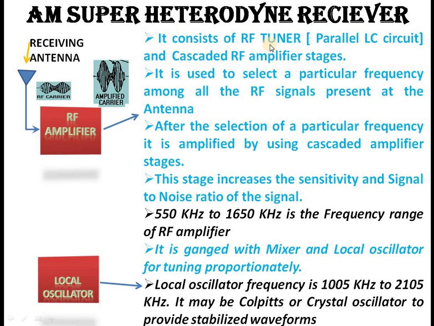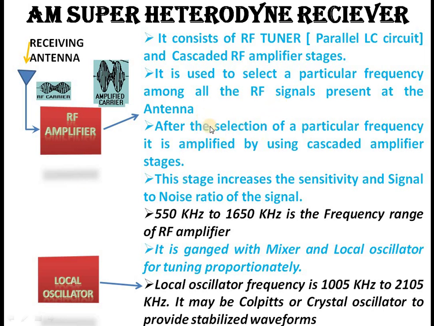Hence, it consists of an RF tuner, which is nothing but a parallel LC circuit, followed by cascaded RF amplifier stages. The parallel LC circuit is also known as a rejector circuit. It is used to select a particular frequency among all the RF signals present at the antenna.